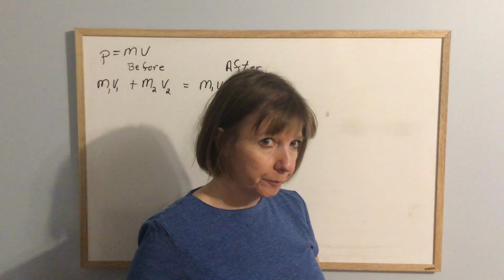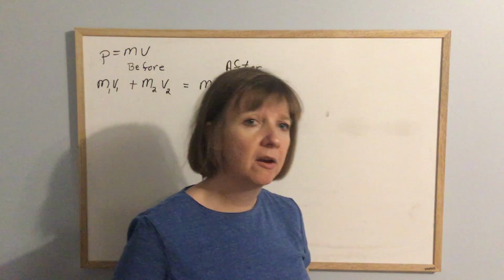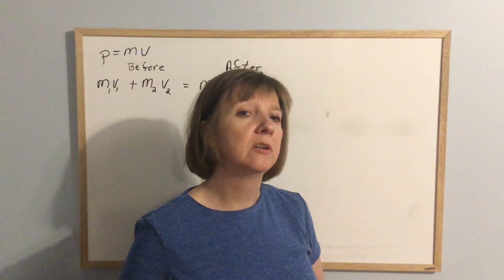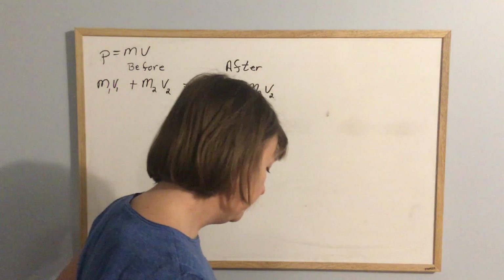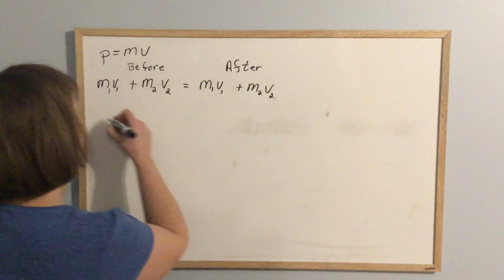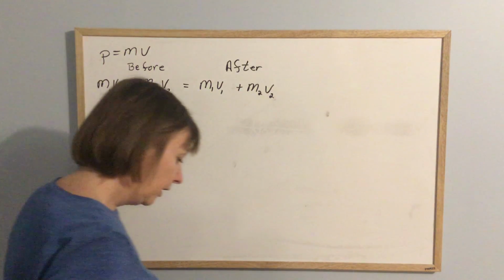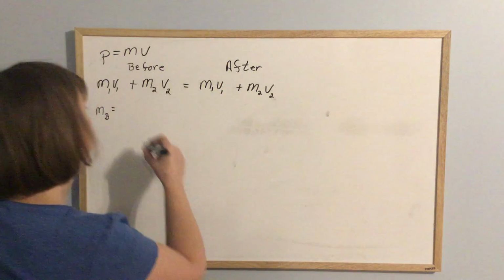So we're going to read through the problem, do what we always do, make our list of information, and then break this apart into its pieces. So, a billiard ball. We're going to put MB for billiard ball. A billiard ball has a mass of 0.155 kilograms.